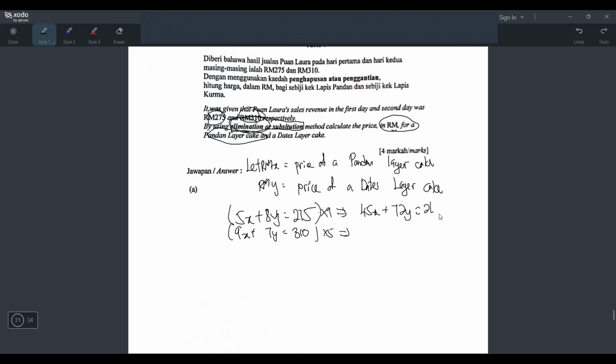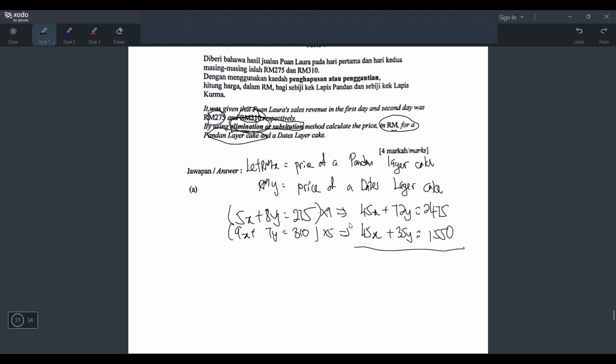So you just write it. And then next, this one I have to times 5, right? So 9x times 5 is 45. Okay, and then 7y also times 5, which is 35y. And then 310 times 5, you use calculator. 1550. Kenapa saya buat macam tu? Kenapa saya darab 9 darab 5 untuk samakan perkali X? Because I want to do penghapusan.